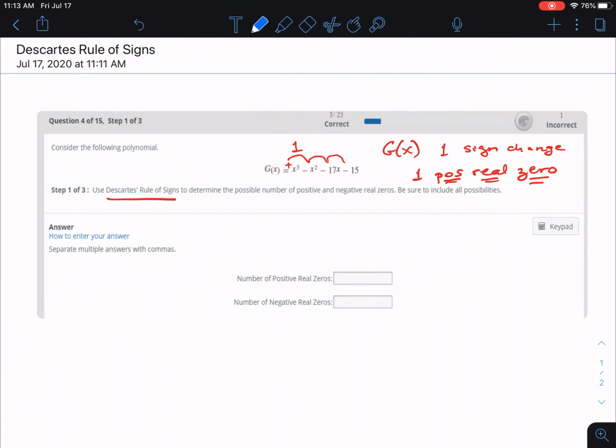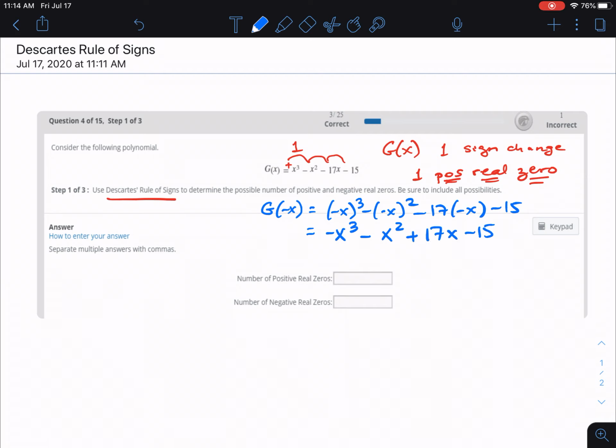And now what we can do is check g of negative x. So if we do g of negative x, we have negative x cubed minus negative x squared minus 17 times negative x minus 15. We notice that when we cube a negative x, we get negative x cubed, minus, and when we square a negative x, we still get x squared. And now we have a plus 17x minus 15.